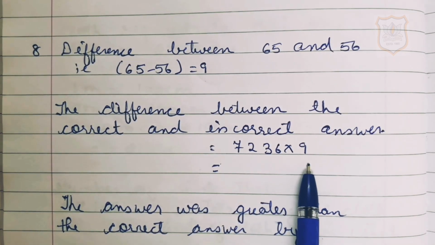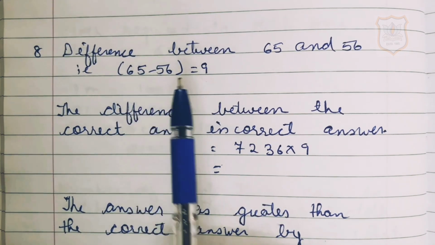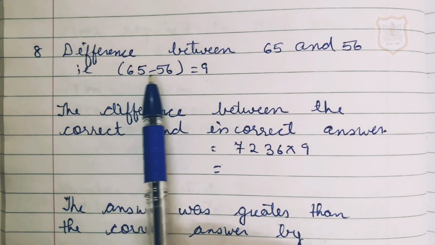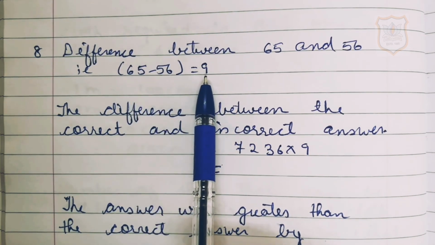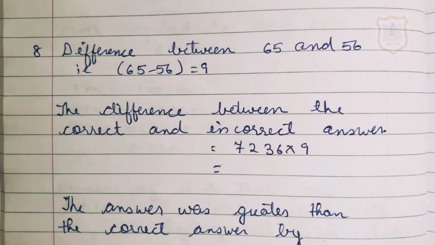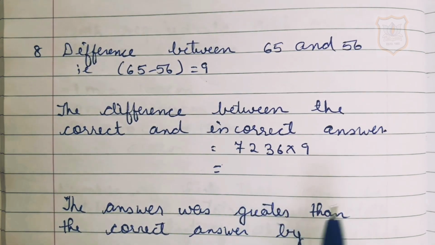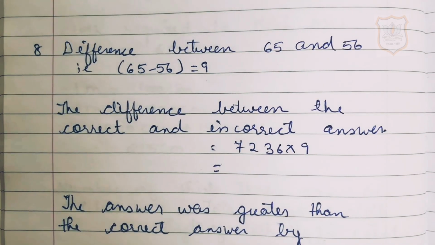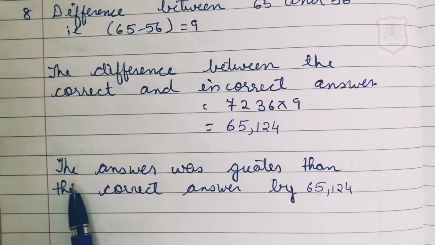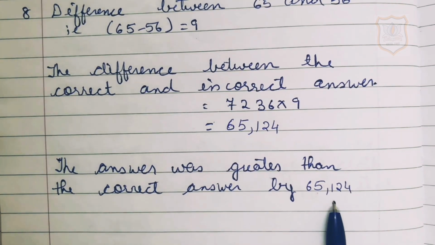Students, here you can use two methods. You can either multiply 7236 by 65 and 56 separately and then subtract, or you can subtract 65 and 56, get the answer 9, and multiply that 9 with 7236. Both the methods are correct. So by multiplying 7236 by 9, we will get 65,124. So the answer was greater than the correct answer by 65,124.